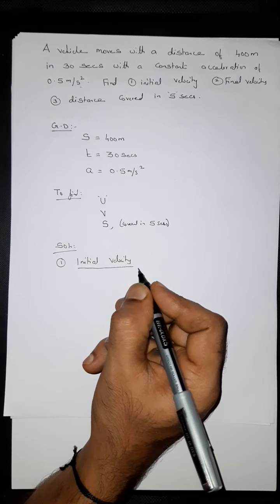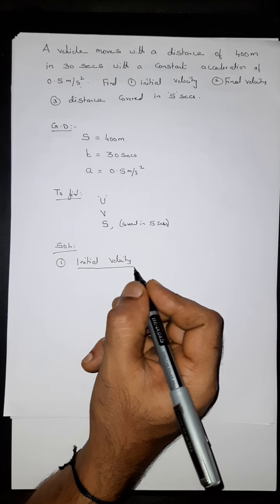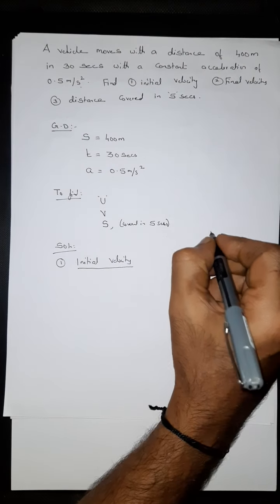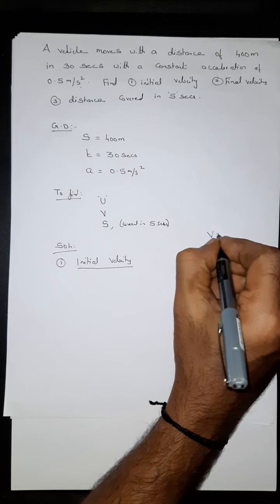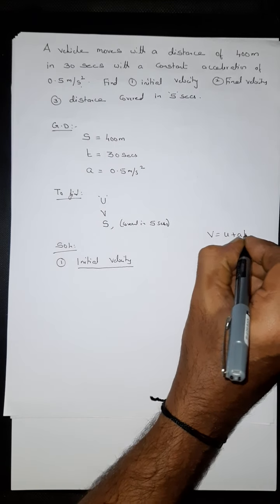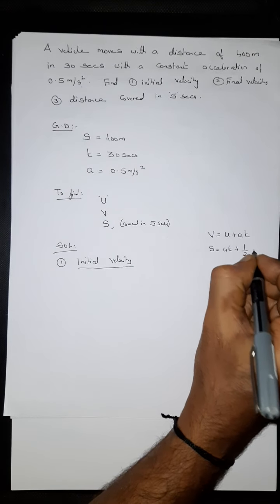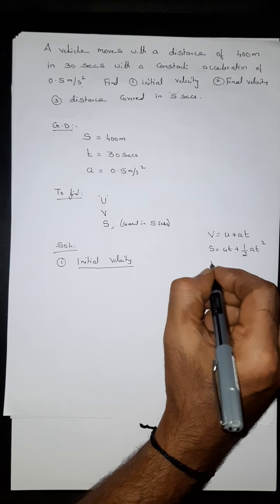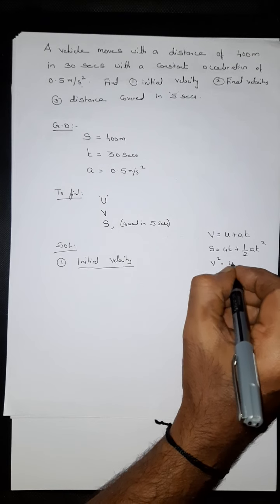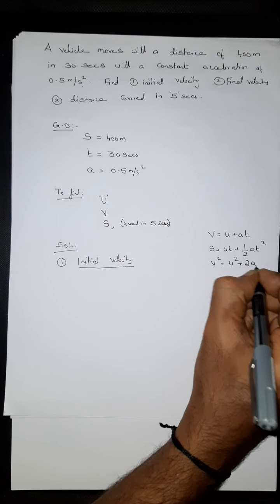Initial velocity. I taught you three formulas: V is equal to U plus AT, S is equal to UT plus half AT square, V square is equal to U square plus 2AS.